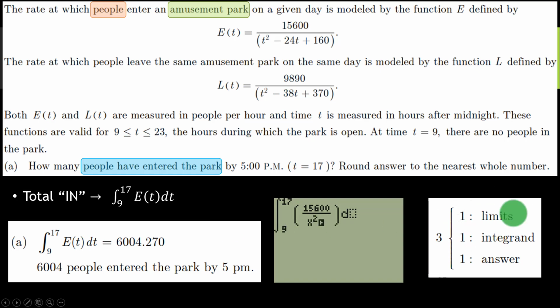But that's not so bad. They ask us how many people entered the park. We have the rate at which people enter. We apply the big idea. To get the total amount, we integrate the rate.